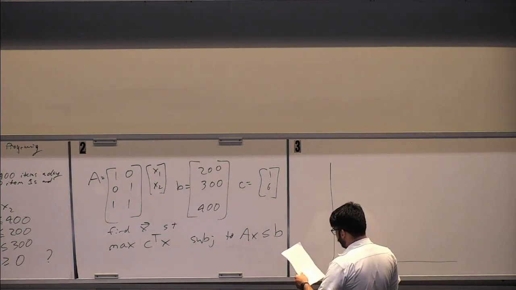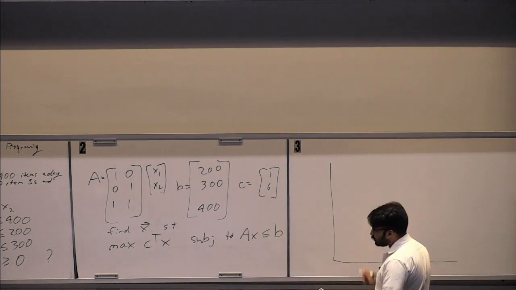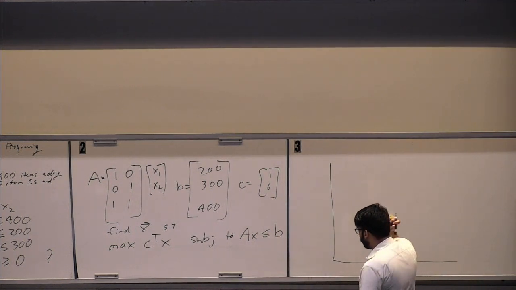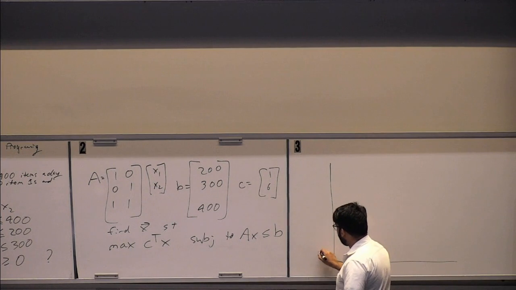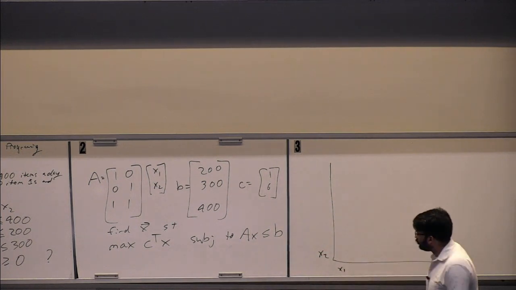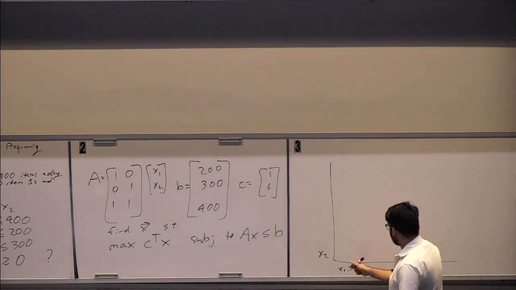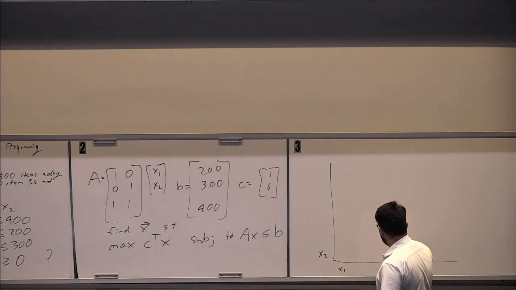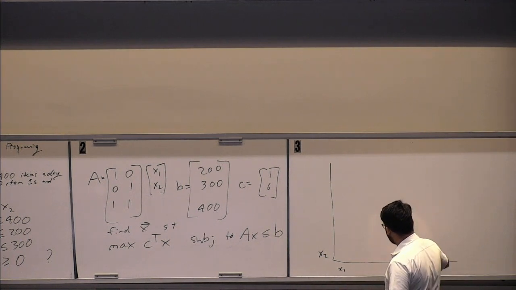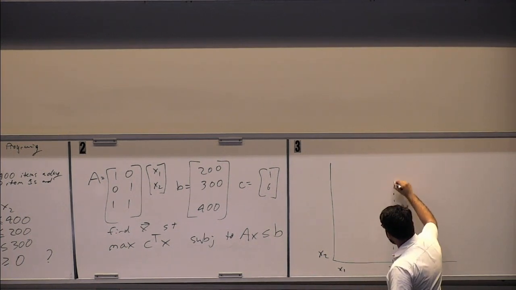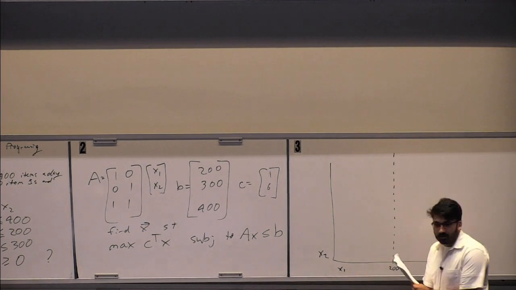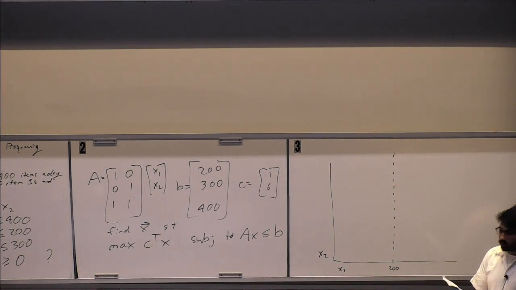I didn't bring my giant ruler. But let's suppose we plotted x1 on the bottom and x2 here. We know that x1 has to be less than or equal to 200, right? So what we're going to do is put a point here of 200. That is a line in the plane that represents x1 equal to 200.